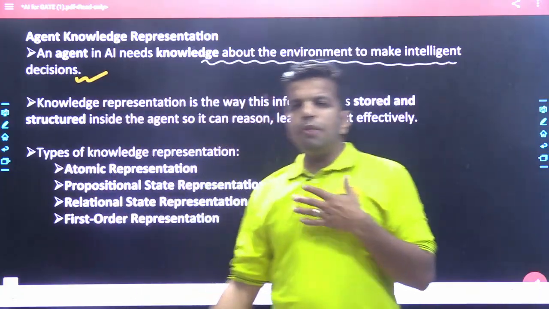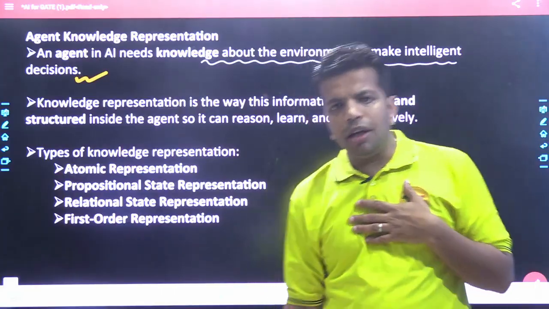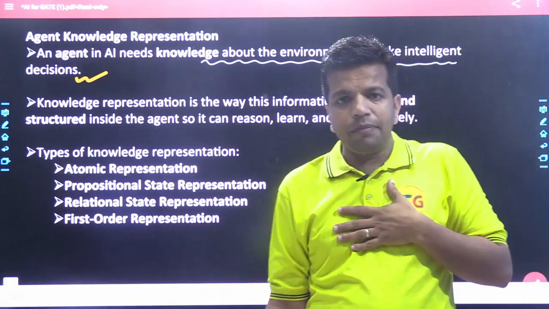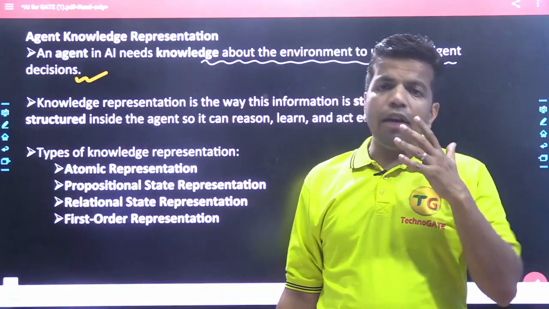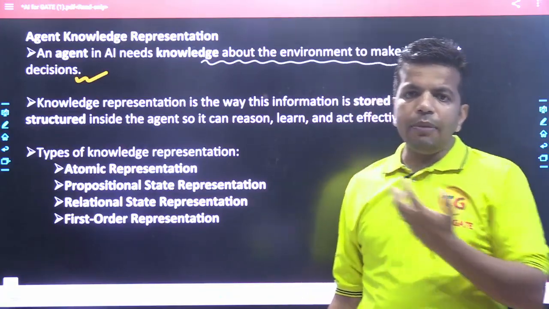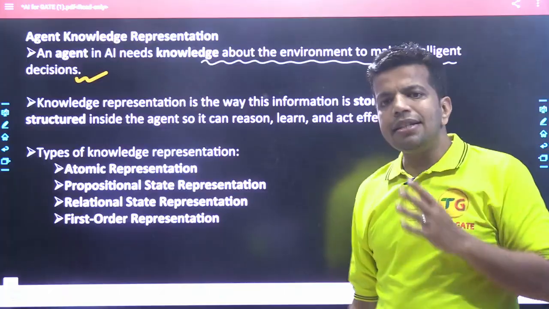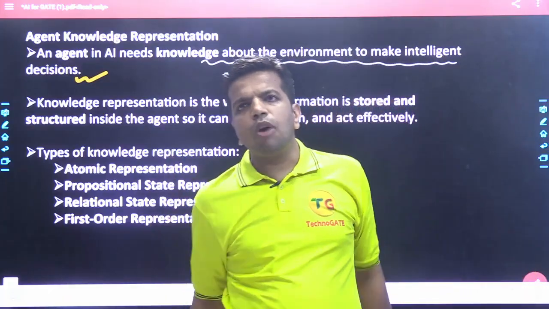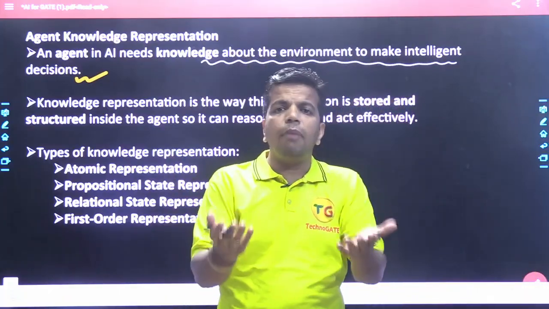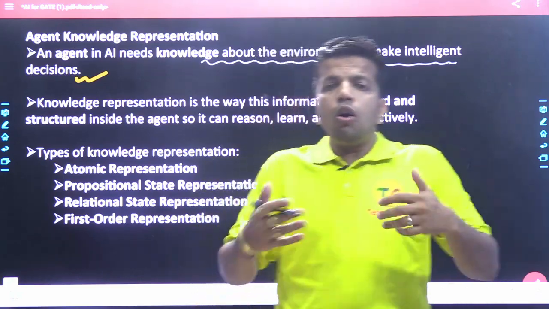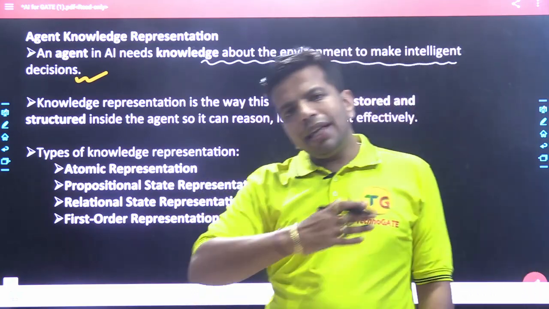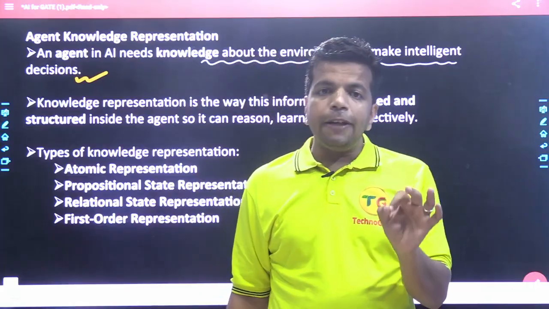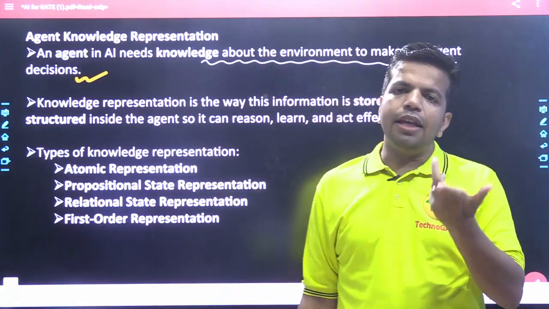Definitely, suppose I am going to solve a particular problem, so we can say that I am an agent. The agent should have knowledge about the environment to make intelligent decisions. If I want to solve a particular problem, I should have knowledge about how I can solve that problem. Then I can easily solve it. But if I don't have knowledge, how can I solve the problem?